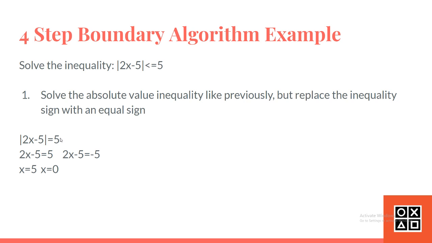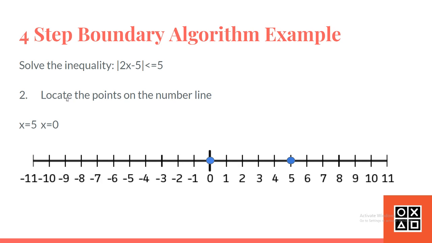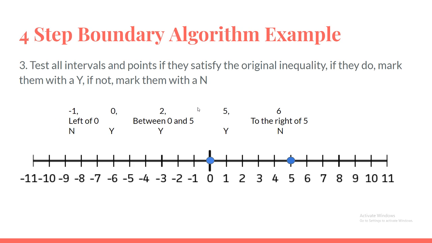Well, we change this 5 to a negative 5. So basically we just multiply this by minus 5, and then this will give us x equals 5 and x equals 0, these two x's. But that's not all. Second, we have to locate the points on the number line. So x equals 5 is here, and x equals 0 is here.